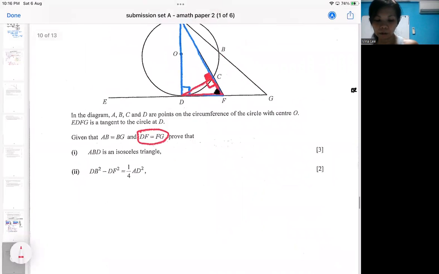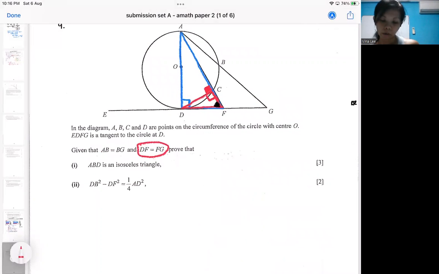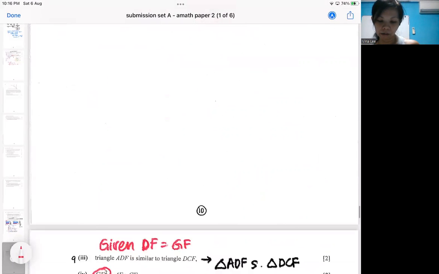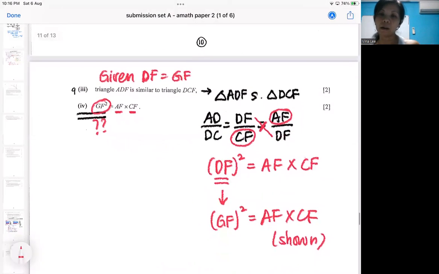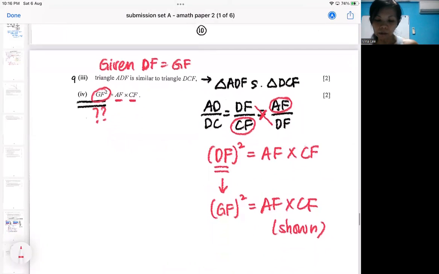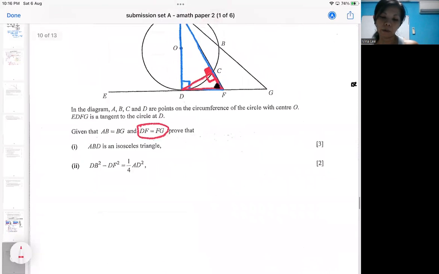Okay, so look at the flow of it. So just now part 1 helped part 2. And then part 3 is something like on its own. Okay, and then this is how we flow the whole question.